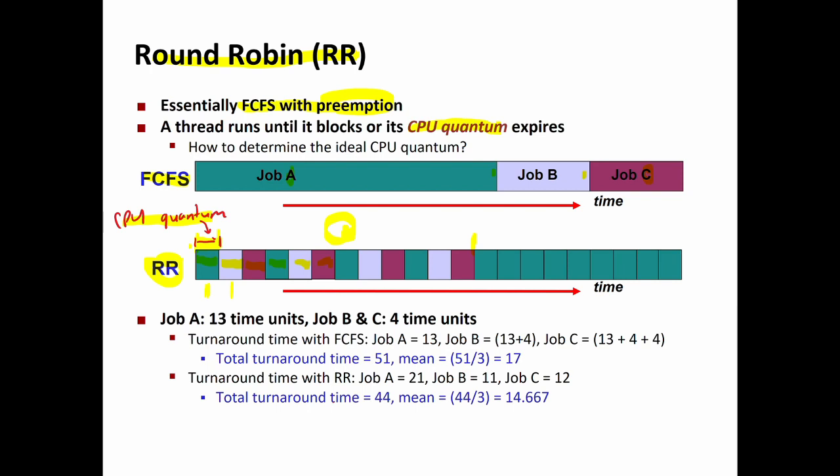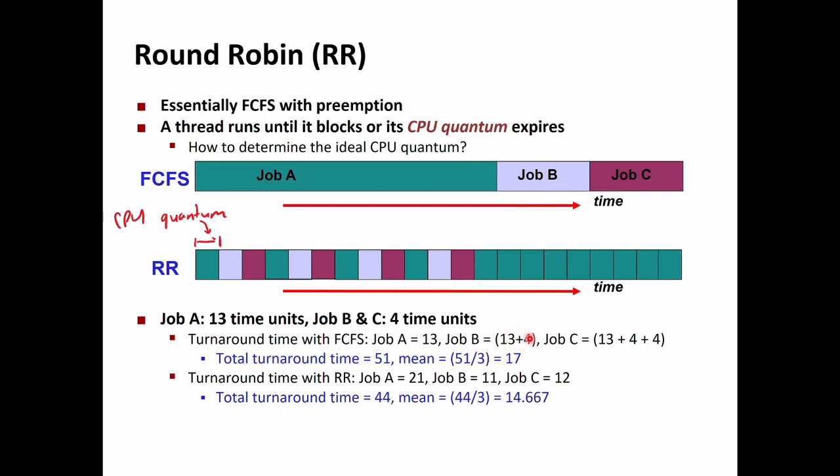Now from this example, let me clear this again. Job A takes 13 time units. Jobs B and C take 4 time units each. Now the turnaround time with FCFS: for job A, it ends at time 13, which is here. Job B started at the beginning, so it's basically the total waiting.